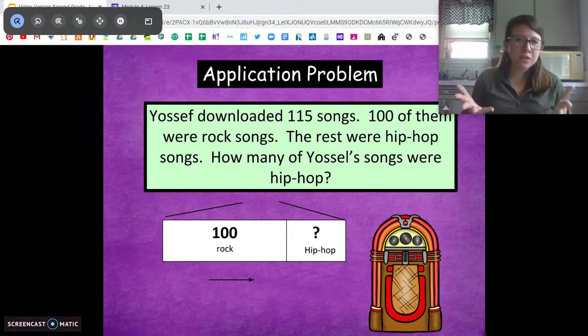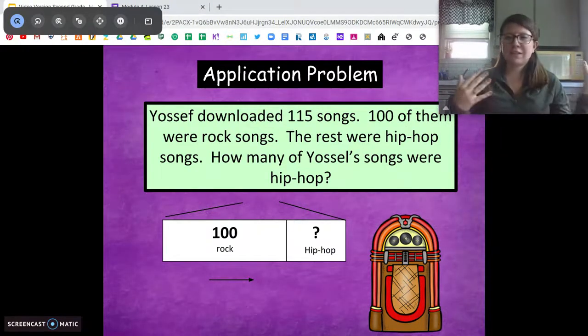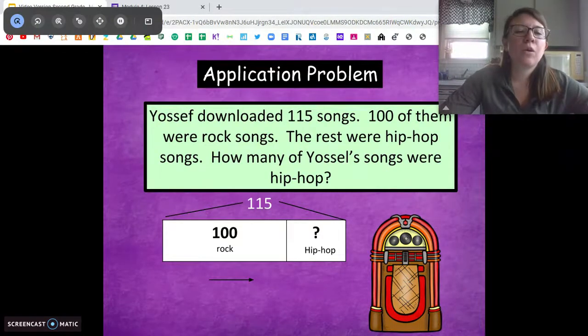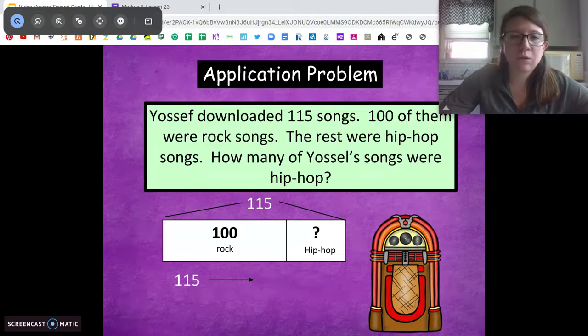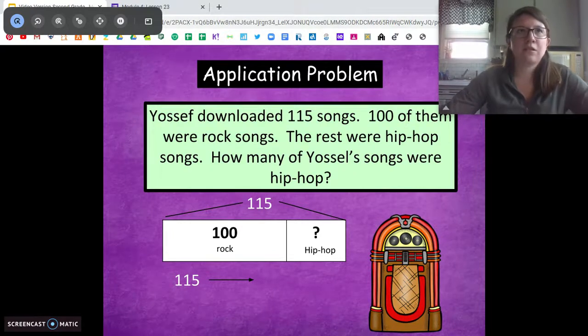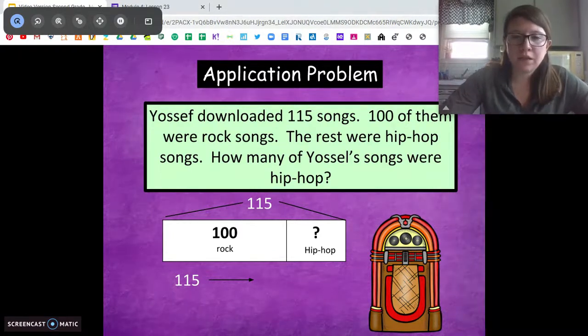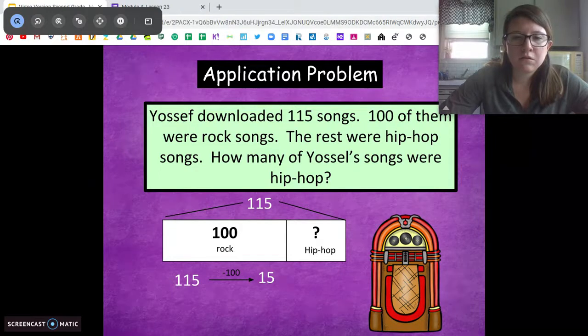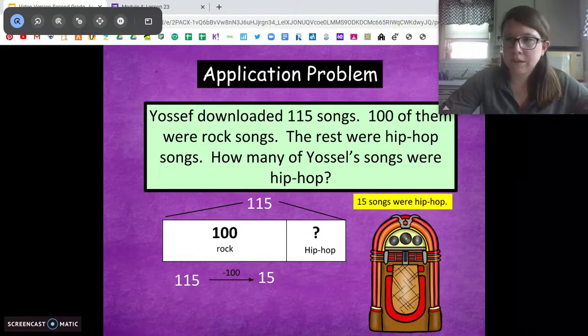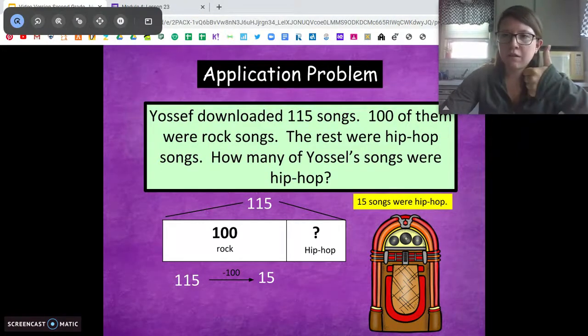Good. Okay, so I'm going to do it using the arrow method because I think it's just a visual way for me to show you. But you could have solved it any multitude of ways. So we have 115 total. So I'm going to start with 115. Now I need to get down to 100. So to do that, I know I need to subtract 15. Or I need to subtract 100 to get to 15. So there's a difference of 15. So 15 songs were hip-hop. Thumbs up if you got that.